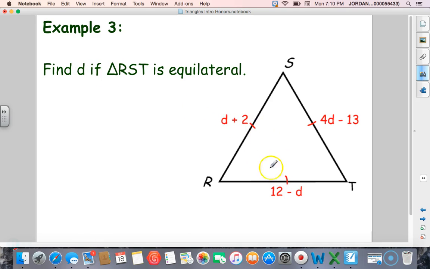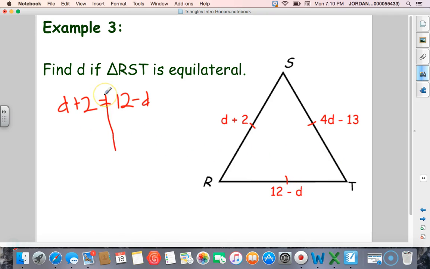Well, if we know that this side equals that, this expression should equal that one. And similarly, this one equals that one, and this one equals this one. So you can set it up a lot of different ways. What I'm going to do is just do D plus 2 equals 12 minus D. And you could set it up with these two equal to each other or these two equal to each other. Either way is fine.